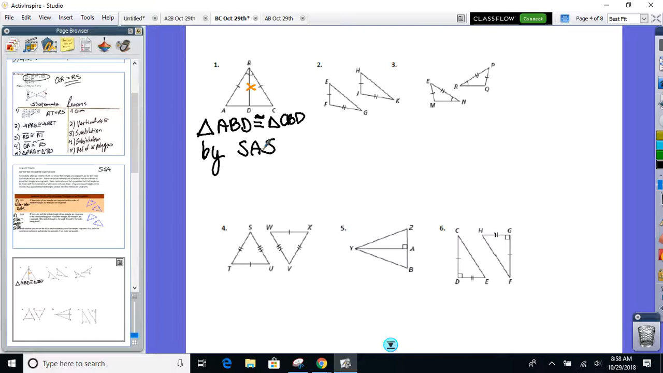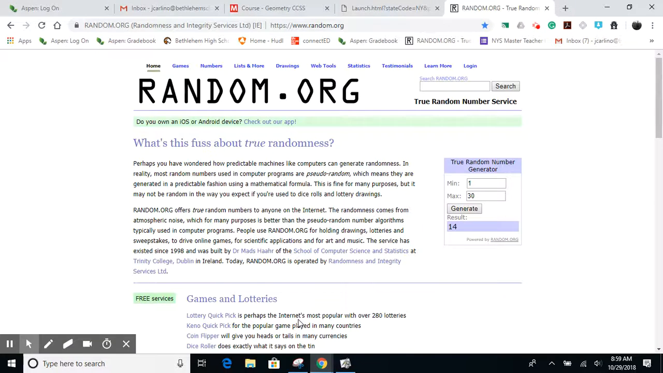What do we think on 2? Remember, it's either side, side, side, or side, angle, side. You guys don't have much to pick from today. It's one of the two. And if there's a no, it's not possible then.